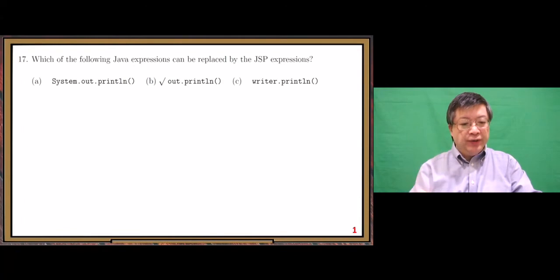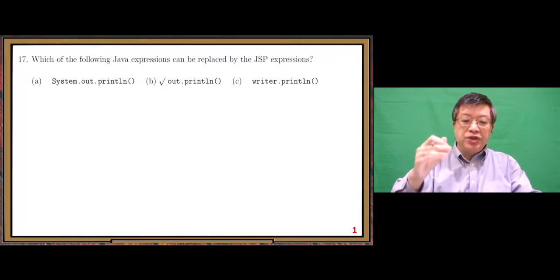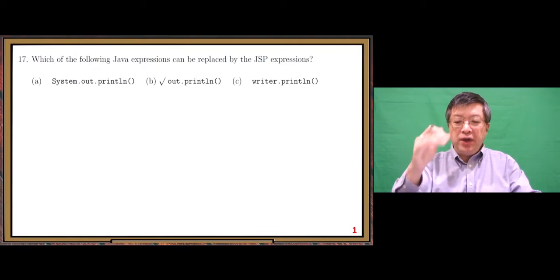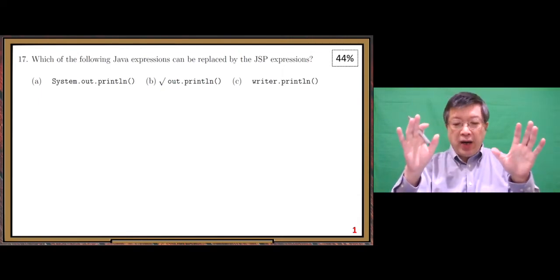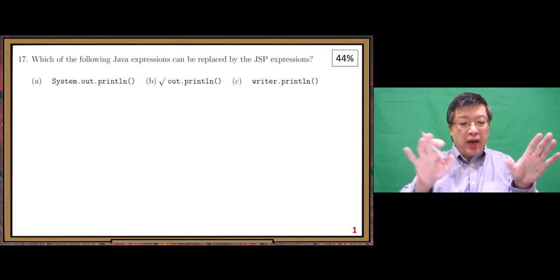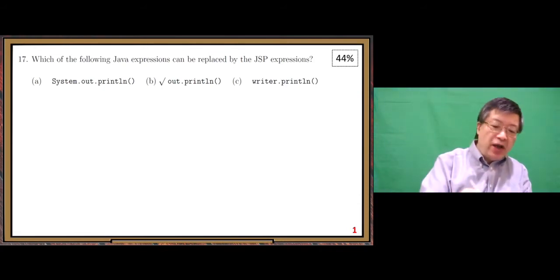The first question, number 17. Which of the following Java expressions can be replaced by the JSP expressions? Miss rate 44%. Here, let me explain why the other two options are not correct. Some students select option A.